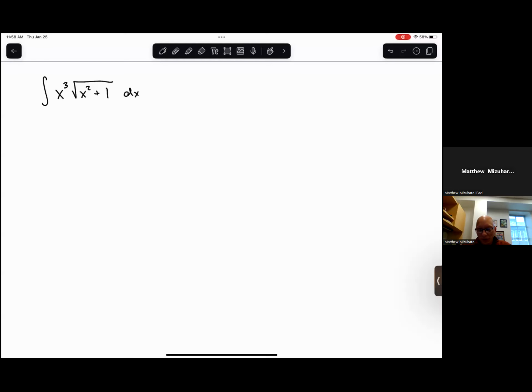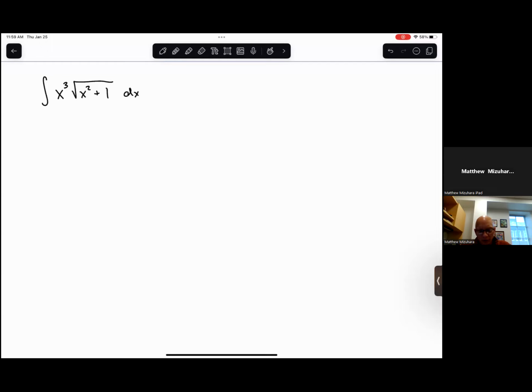Hey folks, I wanted to do another example showing a more complex use of u substitution. So here's an integral from the textbook. It's the integral of x cubed times the square root of x squared plus 1 dx.